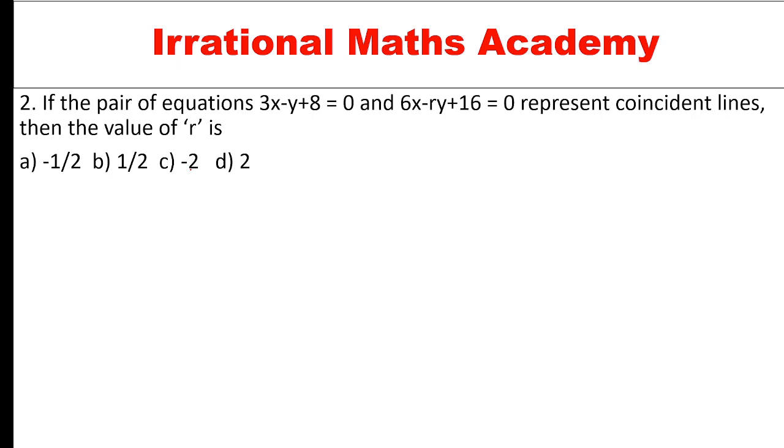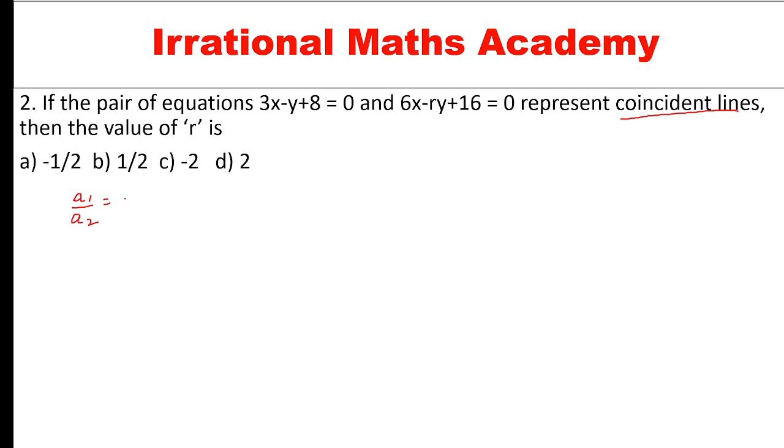Next, if the pair of equations 3x minus y plus 8 equal to 0 and 6x minus ry plus 16 equal to 0 represent coincident lines. Whenever you see this, you have to remember what condition. What is the condition for coincident lines? A1 by A2 equal to, what are A1 and A2? A1 is the coefficient of x in the first line and A2 is the coefficient of x in the second line.